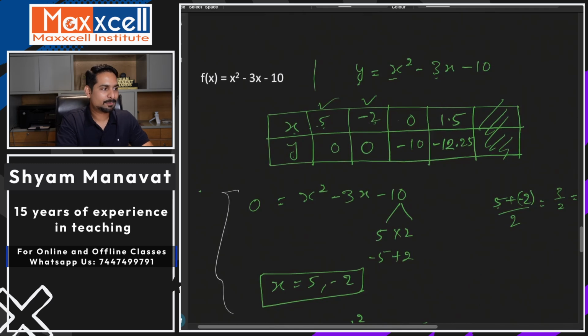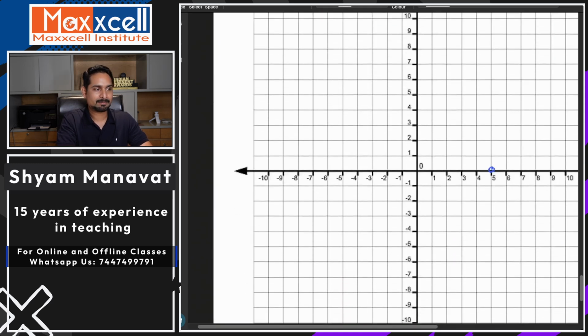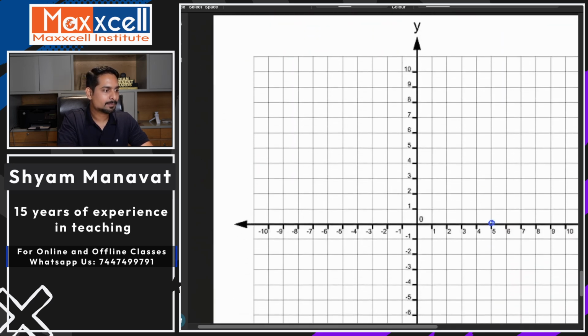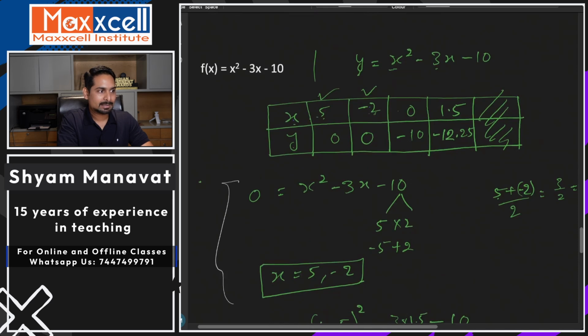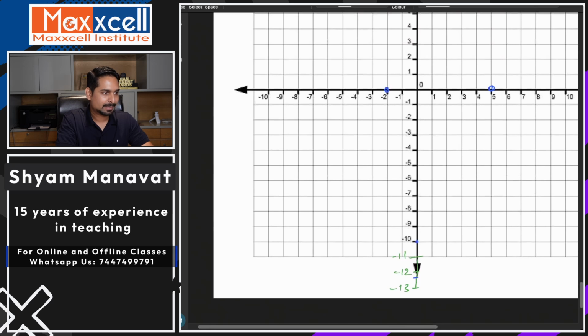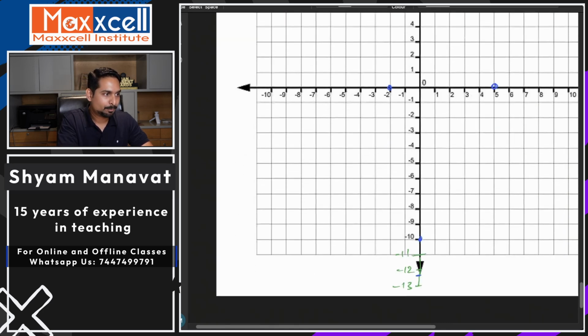The coordinates which we have got: x is equal to 5 and y equal to 0, so 5 comma 0. This is the way, 5 comma 0. Then the next coordinate is minus 2 comma 0. Next is 0 comma minus 10. This is here. And the vertex is 1.5 comma minus 12.25, so it should be somewhere here.